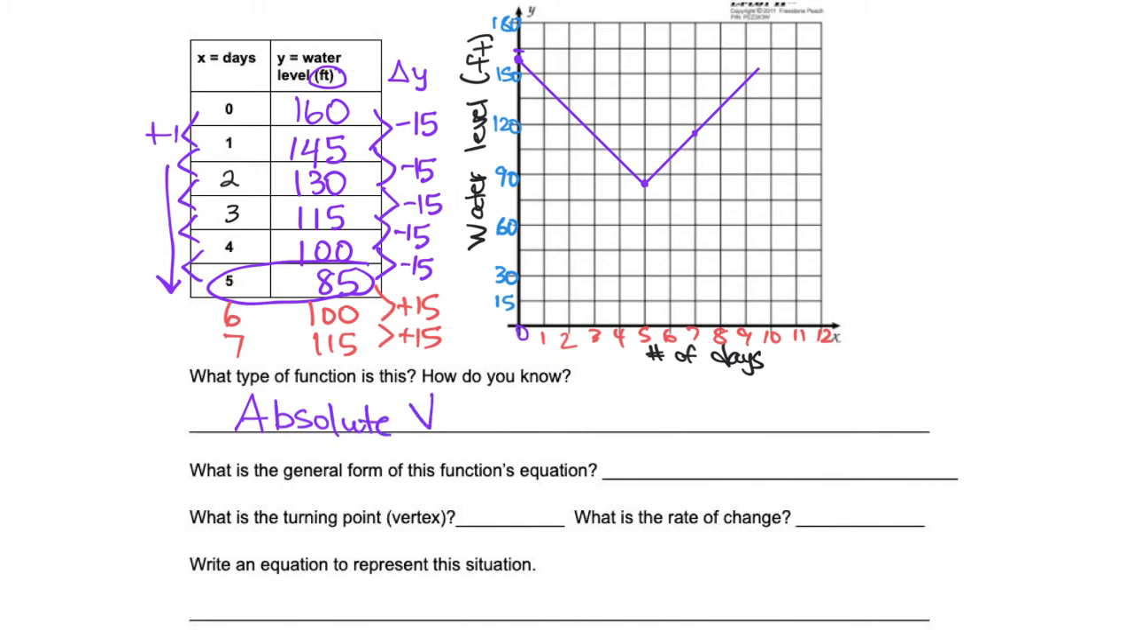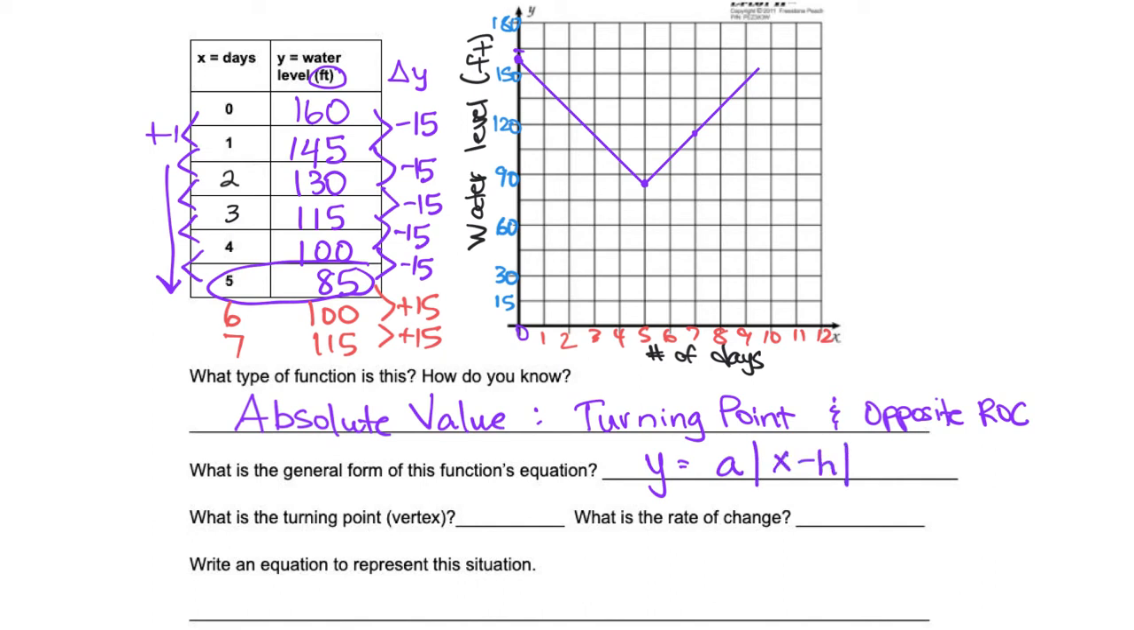And we knew that it was an absolute value function because there was a turning point and opposite rate of change. So this one was a negative rate of change of negative 15 feet per day, and then it was positive 15 feet per day as the water was rising back up in the reservoir. The general equation for this is y equals a times the absolute value of x minus h plus k. And so our turning point, our vertex, we marked in our table is (5, 85), and our rate of change is plus or minus 15 feet over 1 day.